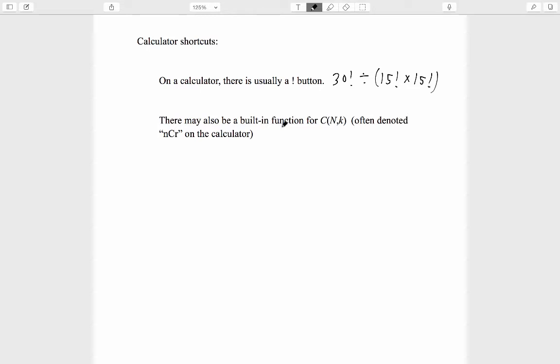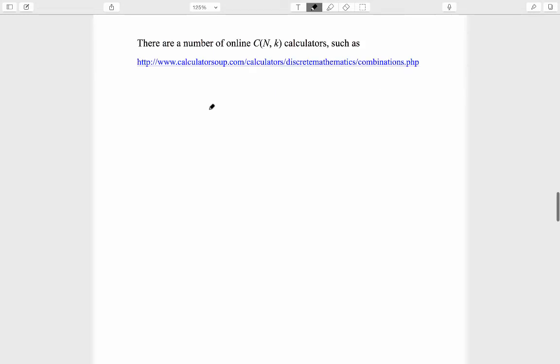Your calculator might also have a built-in function for n choose k, and this is often denoted nCr on the calculator. This might not be a button, but rather an option somewhere inside a menu. Please don't hesitate asking for help on how to find this inside your calculator. There are also a number of online n choose k calculators, where you input n and k and it computes n choose k for you.